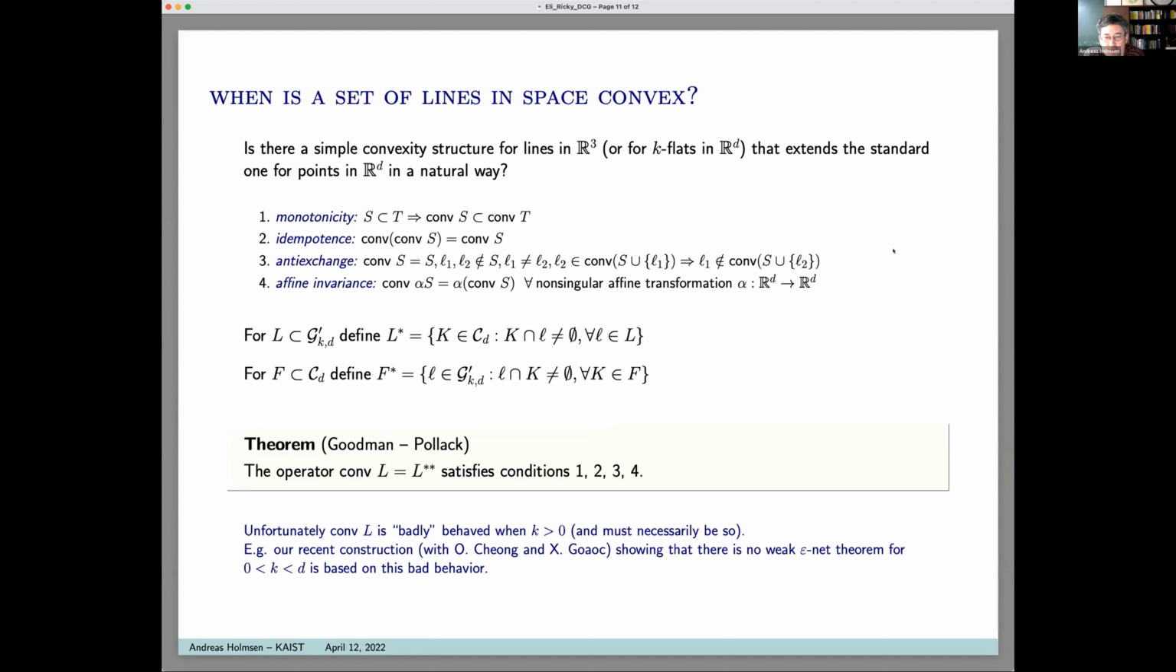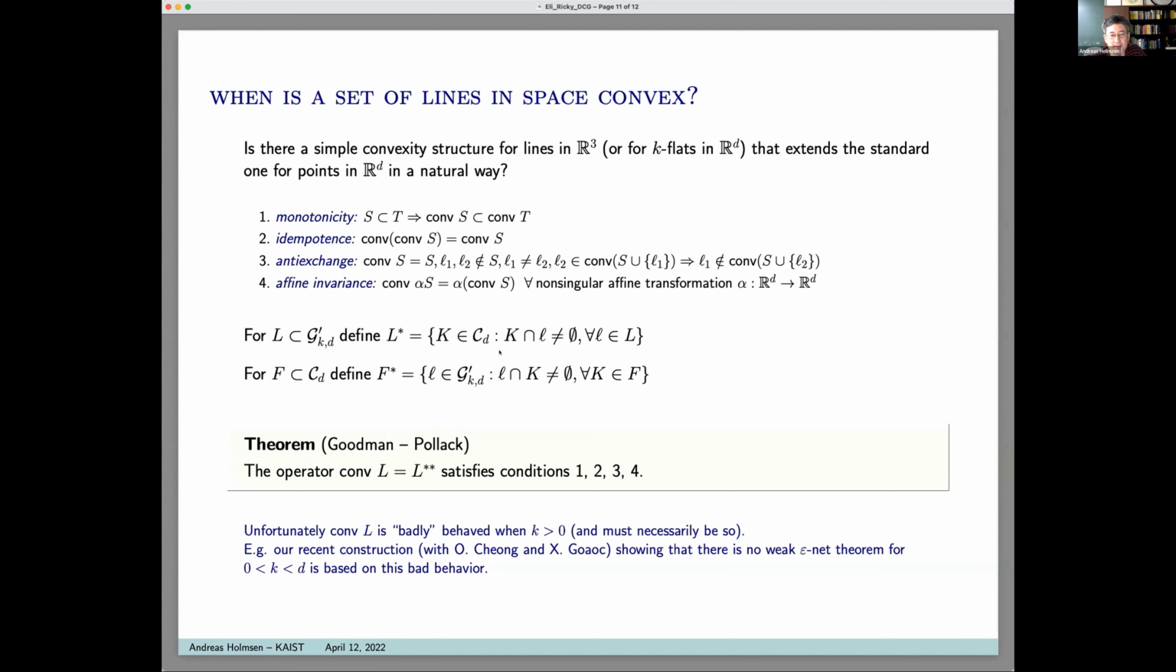Now this convexity structure should satisfy certain natural axioms. And I think these are very natural. The first two, monotonicity and idempotence, are properties that any abstract convexity structure should satisfy. Anti-exchange and affine invariance, well, this is because we're in this Euclidean space. These are also natural assumptions. Certainly the standard convexity satisfies these properties. And so they came up with a very elegant solution to this. They found such a convexity structure.